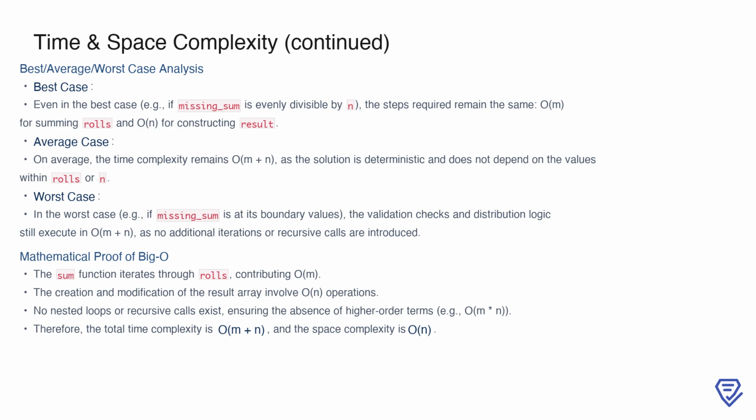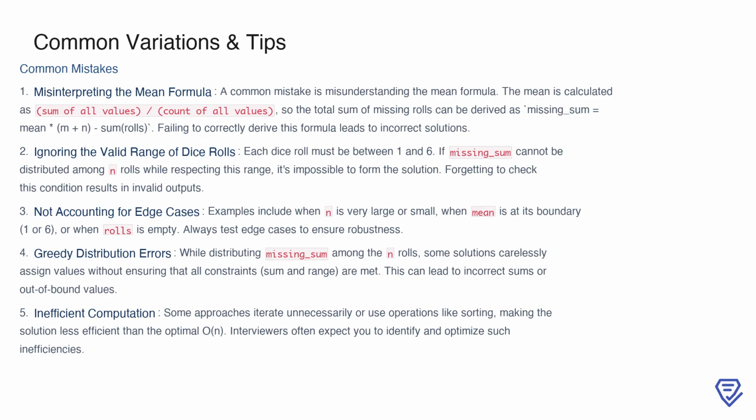Mathematically, summing the roles contributes O(m), while creating and modifying the result array takes O(n). Since there are no nested loops or higher order terms, the total time complexity is O(m + n), and the space complexity remains O(n). When approaching this problem, there are several common mistakes to watch out for.